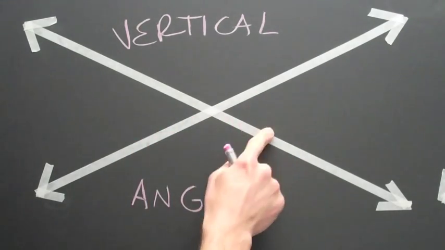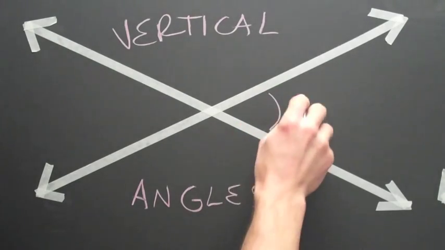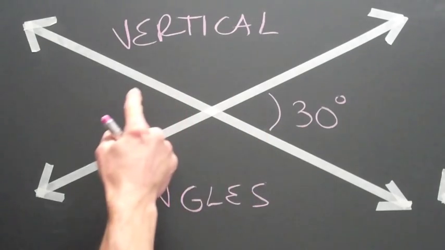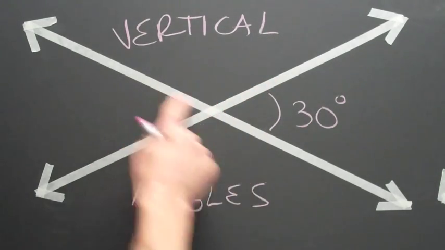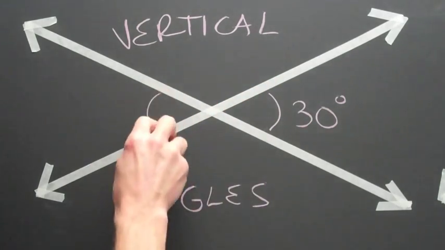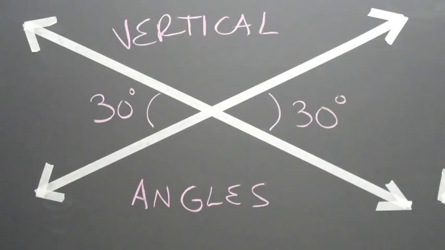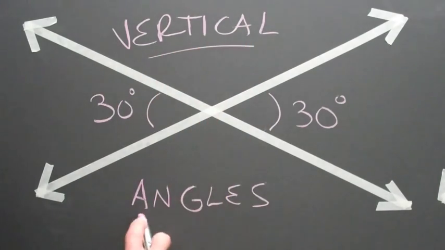So for example, this angle right here, which if I measured it with the protractor may be 30 degrees, the one that's directly across from it, formed by the same two lines, just across, is always, without measuring, exactly the same degree. That's a guaranteed 100% fact, and those two things are called vertical angles.